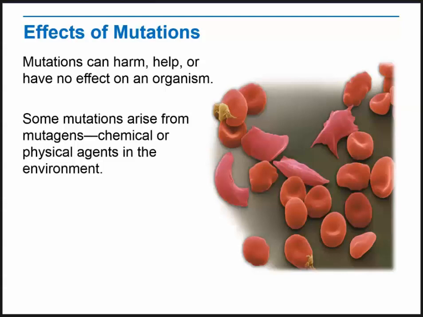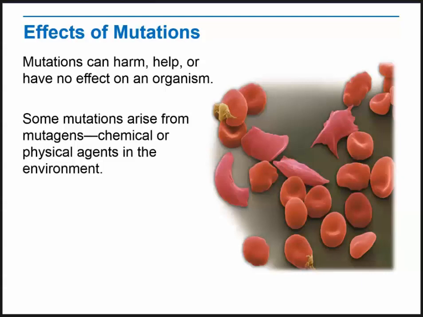Some mutations arise from mutagens, chemical or physical agents in the environment. Chemical mutagens include certain pesticides, a few natural plant alkaloids, tobacco smoke, and environmental pollutants. Physical mutagens include some forms of electromagnetic radiation, such as X-rays and ultraviolet light. If these agents interact with DNA, they can produce mutations at high rates. Cells can sometimes repair the damage, but when they cannot, the DNA base sequence changes permanently.